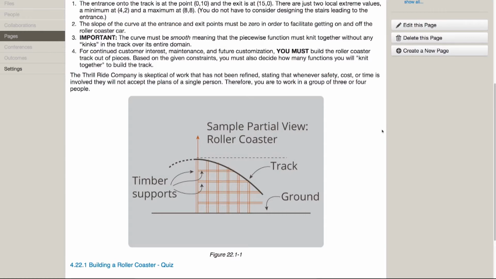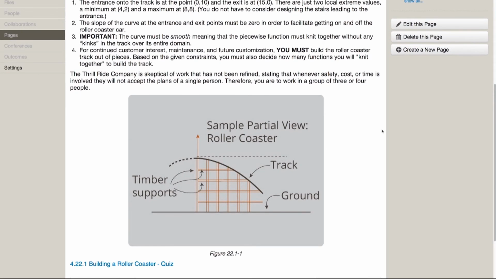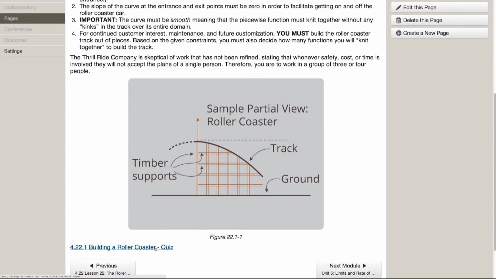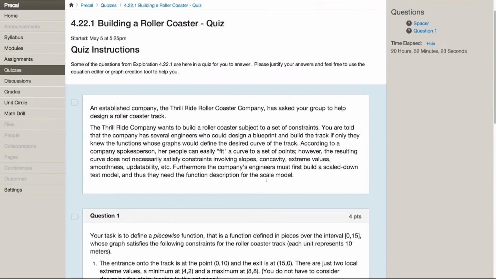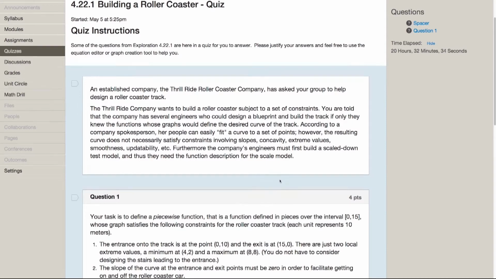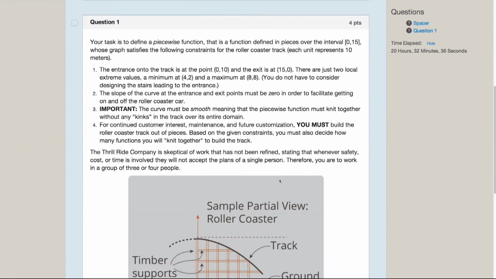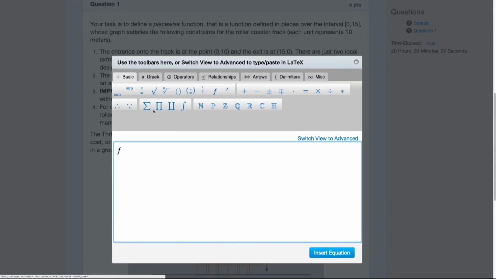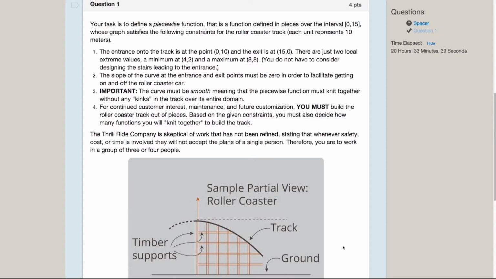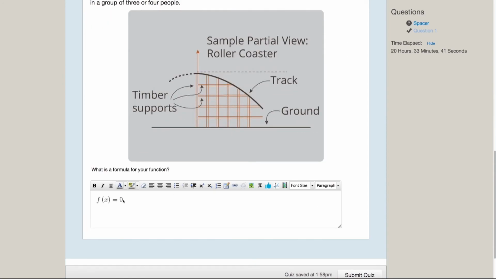The Building a Roller Coaster quiz is actually just a place for students to easily upload their solution to this exploration. When the students enter this quiz, they again view all of the information regarding the problem. Then they are asked, what is the formula for your function? A text box allows for equation editing, so students can easily write out the exact functions for their roller coaster. Then, when students submit the quiz, the teacher will have their answers available through Canvas, which allows for quick and easy grading of the assignment.